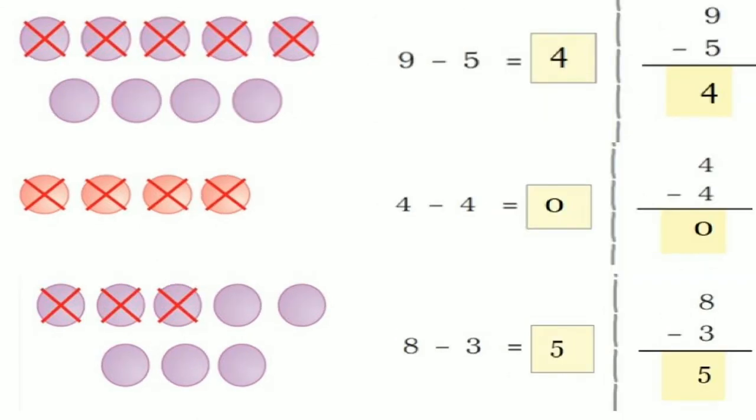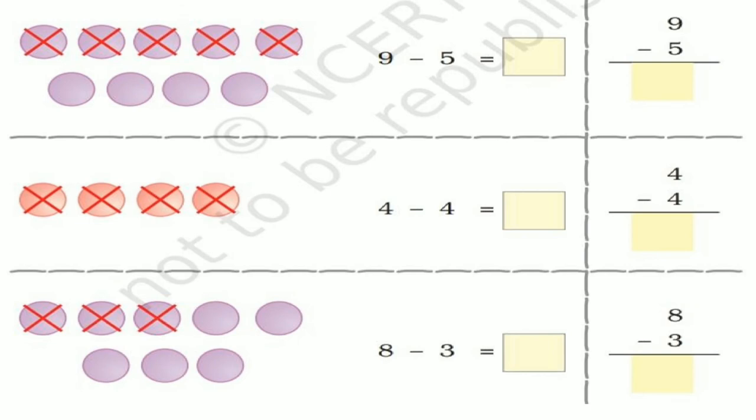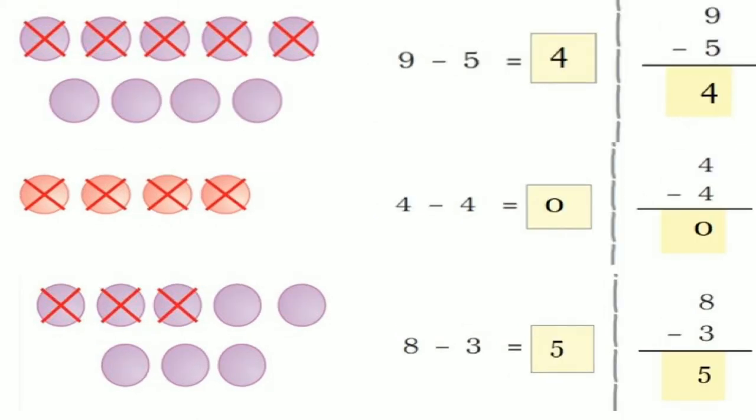In the next picture, you can see some orange colored balls. How many are there? 4. And we have crossed all the 4 balls. If we remove all the 4 balls, how many balls will be remaining? 4 minus 4. Nothing will be remaining. So, the answer is 0. 4 minus 4 is 0.